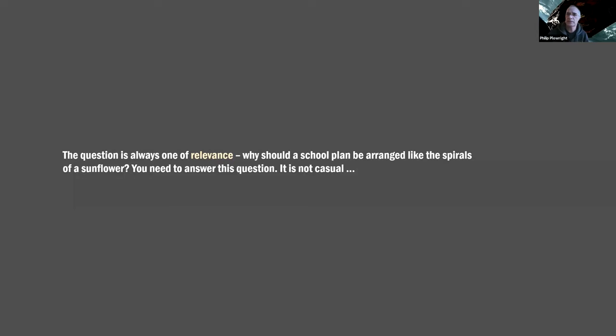So we have to ask ourselves, if we're using an image metaphor, why are we using that image metaphor? What advantage does it give us? What edge does it give us in the design work? It's not a casual question. You actually have to be able to defend that.